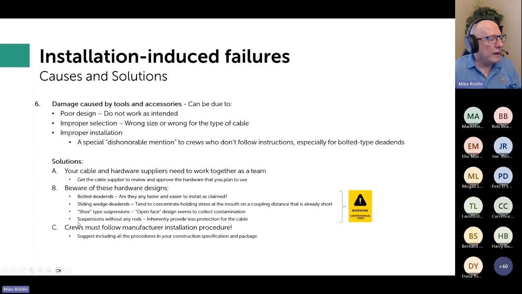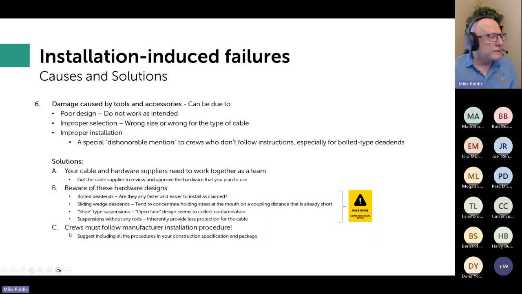And I am not a fan at all of suspensions that don't use rods. These have become popular, and I think it's a case of being penny wise and pound foolish. So you're saving a few pennies on a suspension because you don't have the rods to put on. But those rods protect the cable. They help protect the cable. Why? They inherently provide less protection for the cable. Not good, right? What's the real benefit of this? Don't get me started.